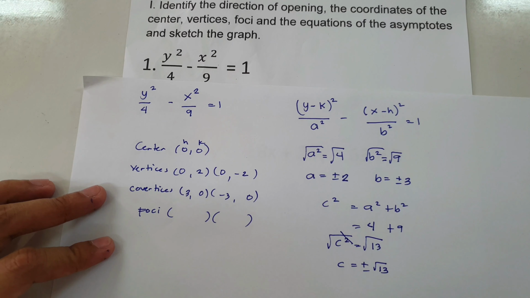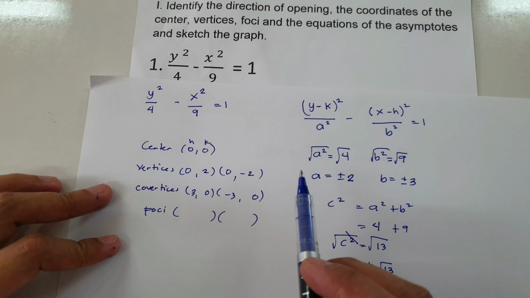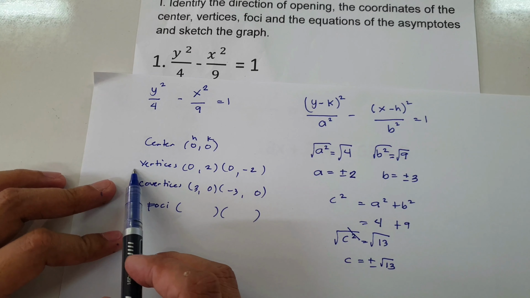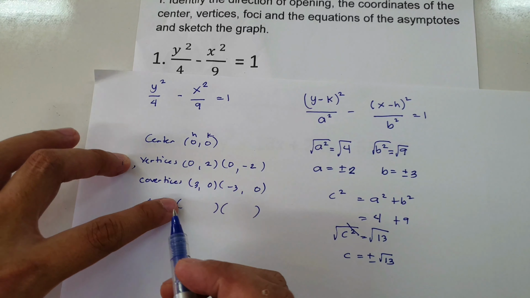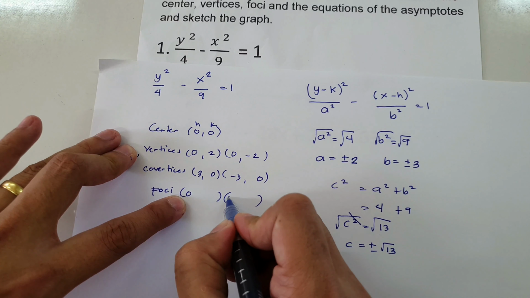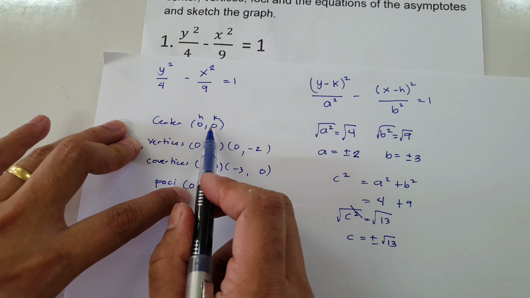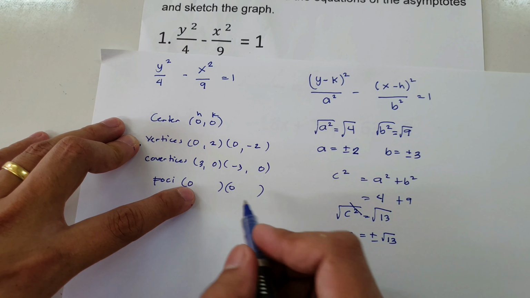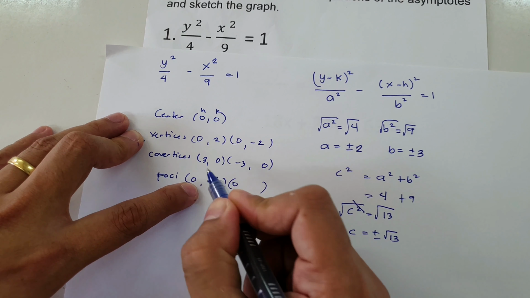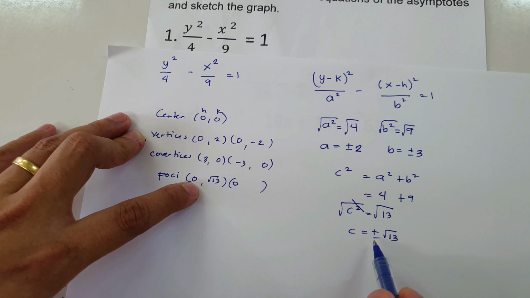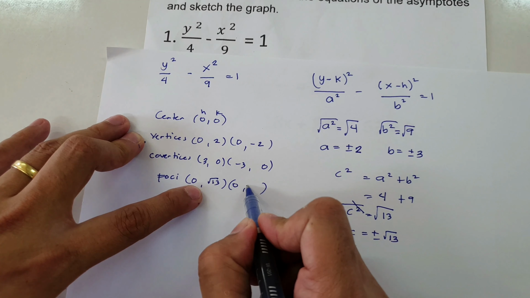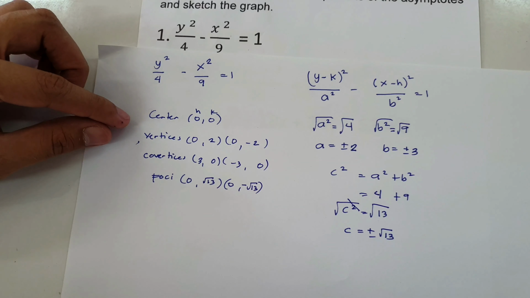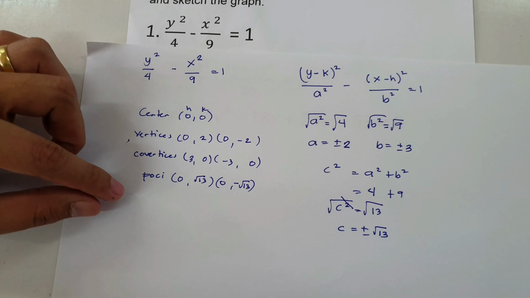Since the opening of our hyperbola is upward and downward, and it is always aligned with our vertices, this time we're going to copy the value of h, which is 0, and then add the value of k to the value of c. 0 plus the square root of 13 is square root of 13. 0 plus negative square root of 13 is negative square root of 13. So those will be the coordinates of our center, vertices, co-vertices, and foci.